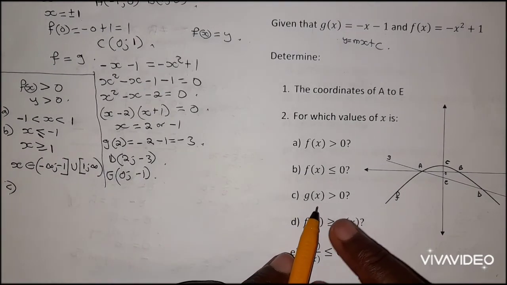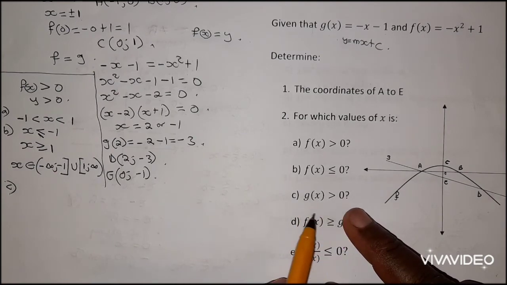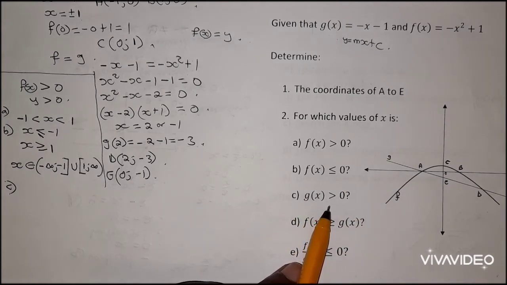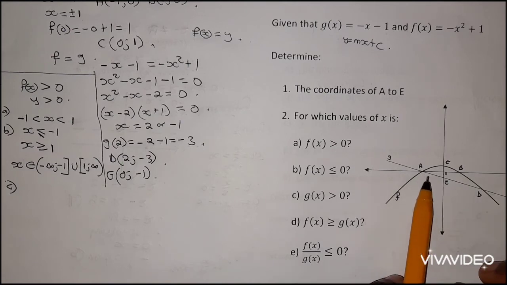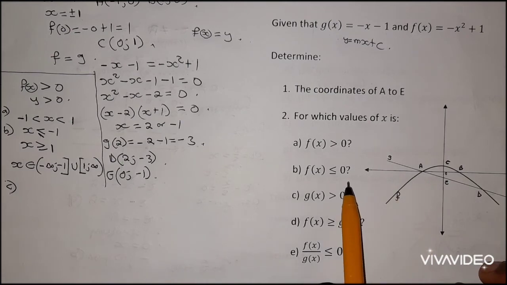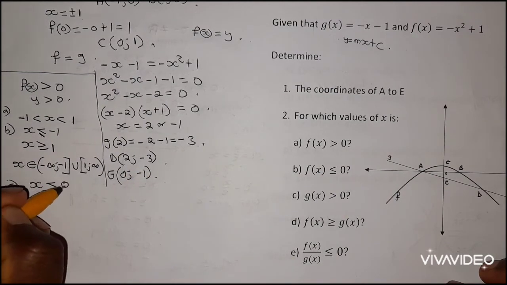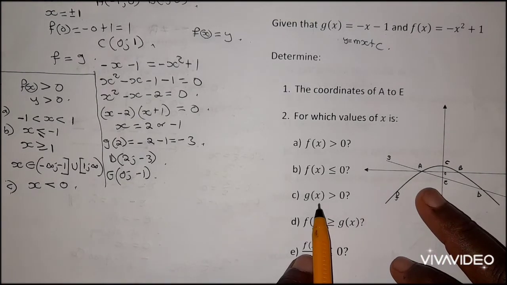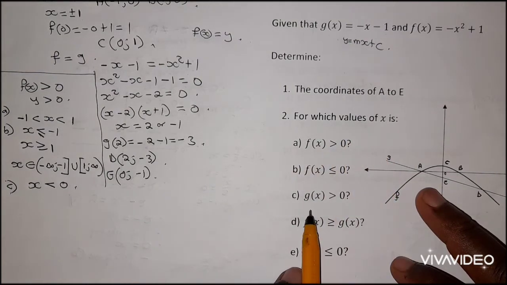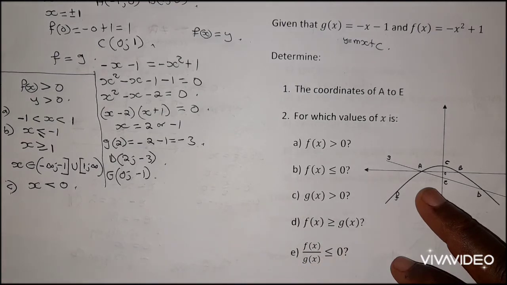And then c, we are saying here g of x where g of x is greater than 0 or where g of x is above the x-axis. This is our g of x, and g of x is above the x-axis from a going to the left. So our x here is less than 0, right? So the values of x for which g of x is greater than 0 or above the x-axis is x is less than 0.